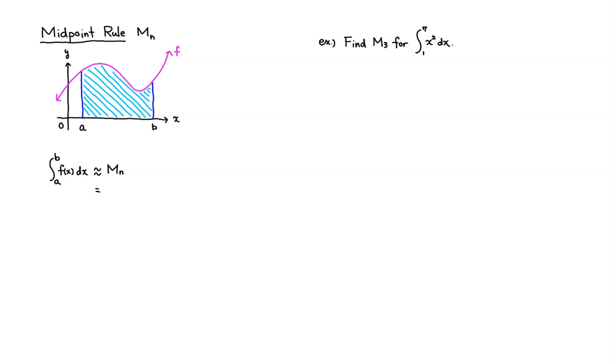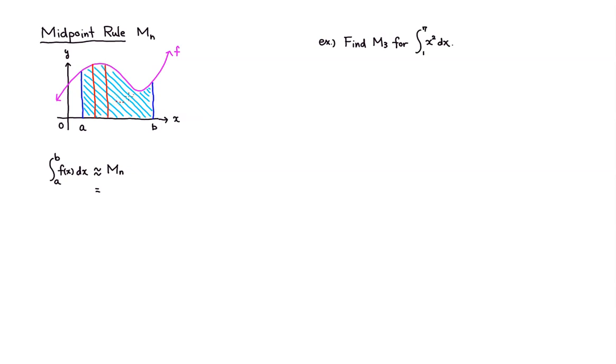All right, let's look at the midpoint rule. What we want to do is approximate the value of the definite integral, which represents the area of this shaded area there. Just like before, we're going to chop things into skinny pieces. We're going to slice it into n skinny pieces, just like before.